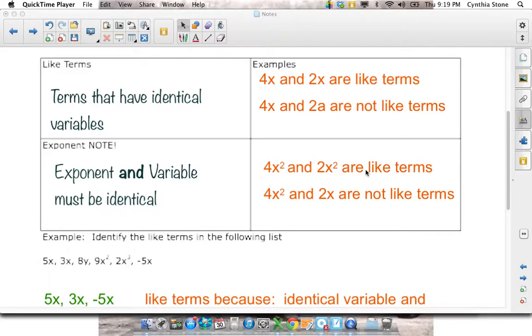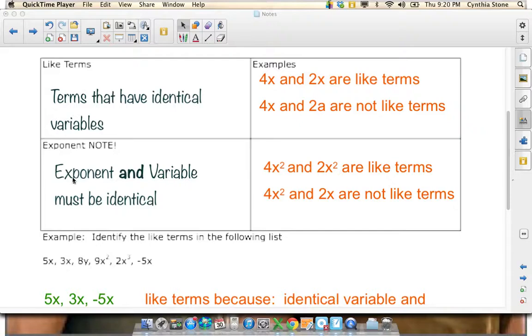Okay, so when I say the term like term, what I mean is they have to have identical variables, and not just identical, like not just the x or the y or the a, but the exponent must be the same. Okay, so if I'm looking at an example, 4x and 2x, they're what I call like terms. The variable is the same. 4x and 2a, not like terms, right? A and x. 4x squared and 2x squared are like terms because they have the same exponent.